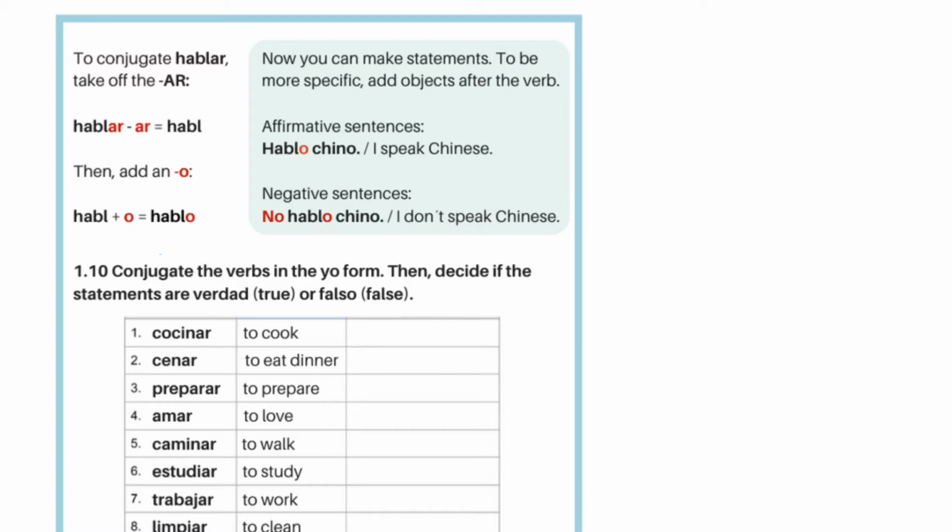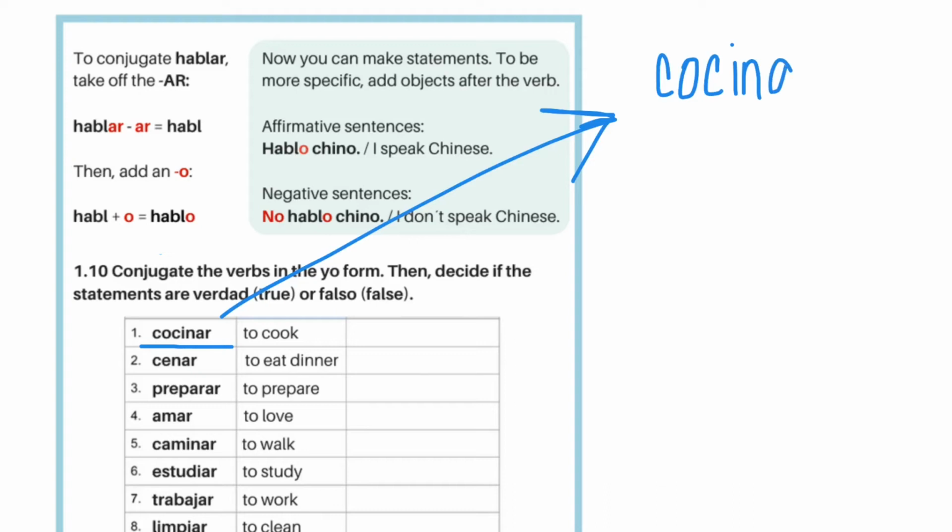So I'd like to try a couple of these with you. The first one that we have here is cocinar, which is to cook. And I'm going to conjugate it over here. So I'm going to write out the verb first, cocinar. And then remember, my first step is to take off that AR.